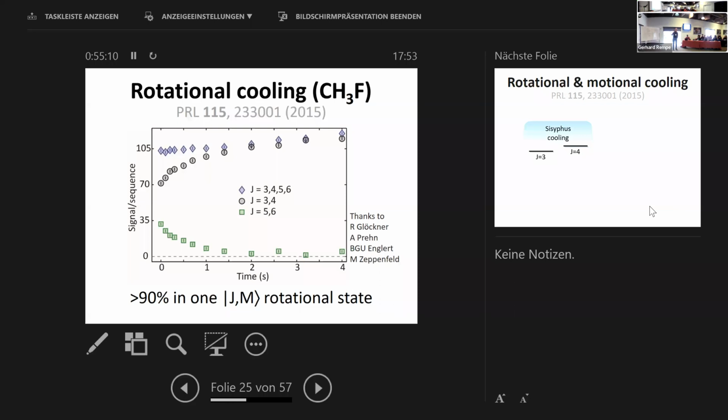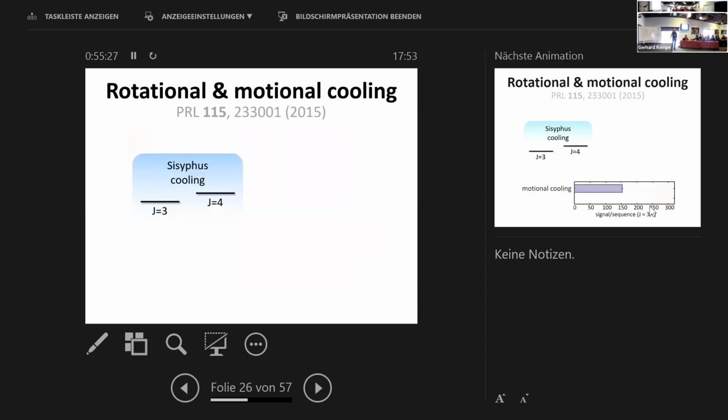And this is the sum of everything. So it stays the same. We're not losing molecules. They're all pumped internally from the rotational manifold into the J state in this case. Actually, we pump them into a single M state as well.